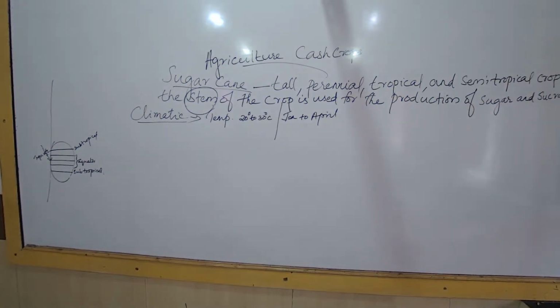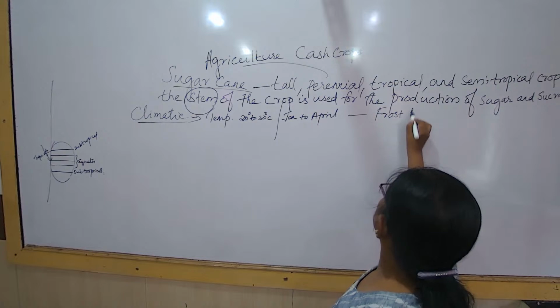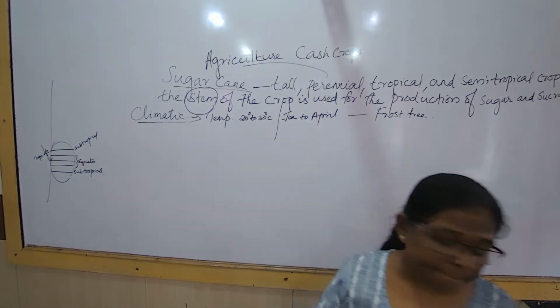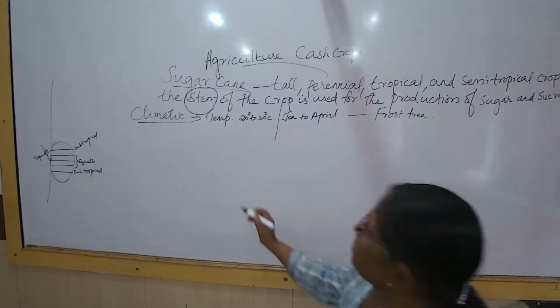And frost-free condition is required. So that is not good for the state. So we have to write this also important, frost-free. It should be frost free. Means if frost is there, then it cannot grow. Its growth as well as the saccharose content will not increase. Okay. Now rainfall.